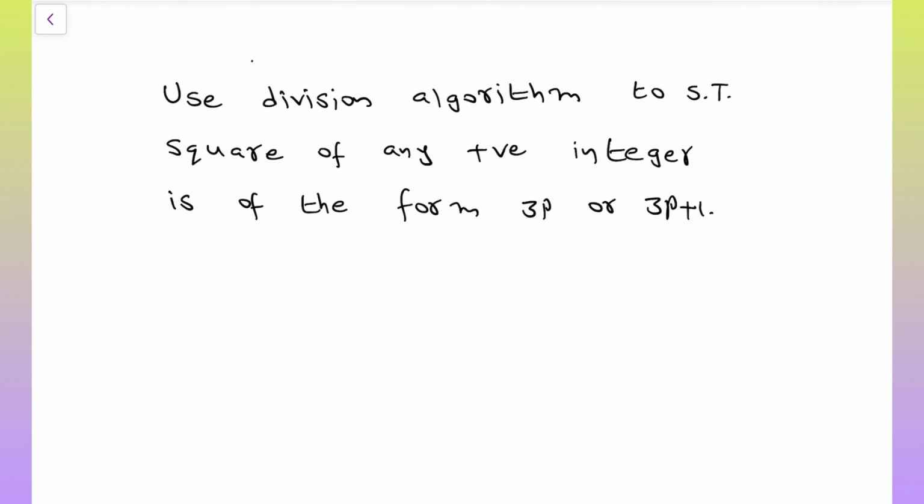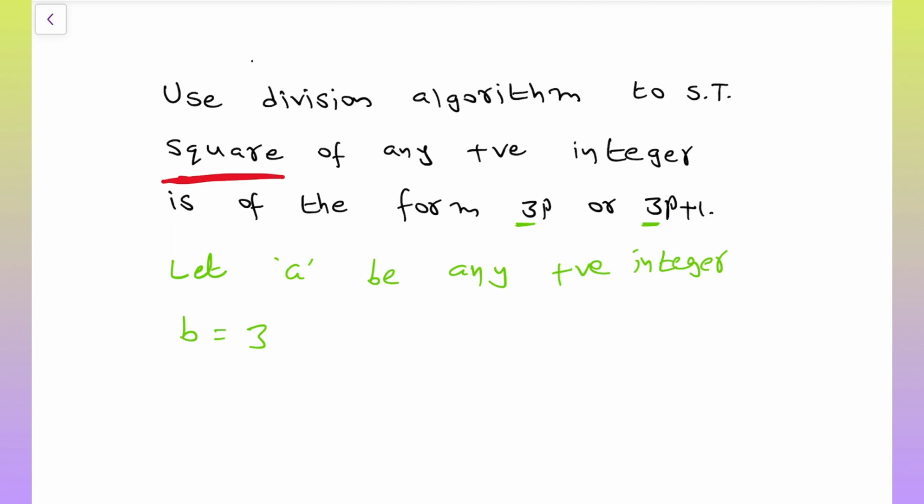Use the division algorithm to show that the square of any positive integer is of the form 3p or 3p plus 1. First statement compulsory. Let a be any positive integer and b is equal to 3p plus 1. So the b value will be 3.